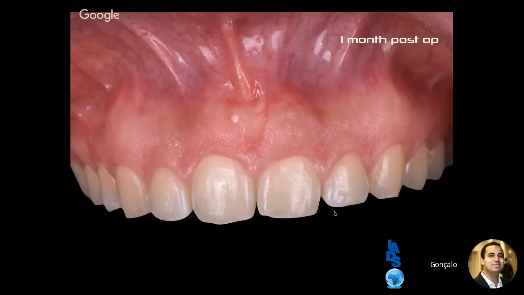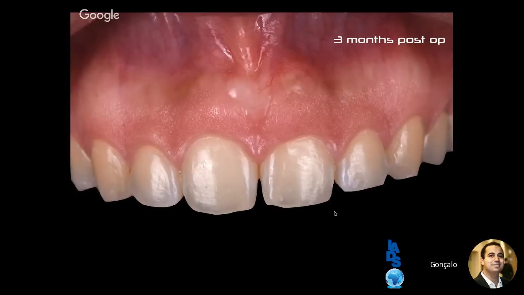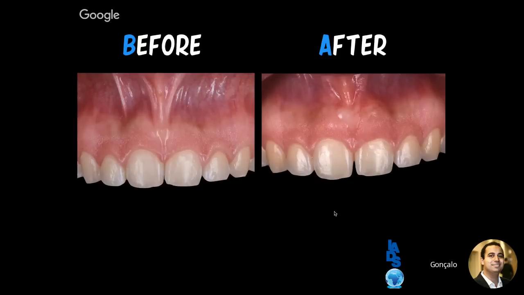So this is at 1 month. And you can see that we had good healing. We were able to remove the high frenum attachment, so it's now way apical. And we have an acceptable result, because one of the problems with the frenectomy is that in many cases, with the techniques that we use, aesthetically it looks very ugly. So I think one of the advantages of this technique is that first, it's very simple. And second, it definitely improves the aesthetics, and it reduces the relapse. So this is the before, and this is the after the frenectomy.